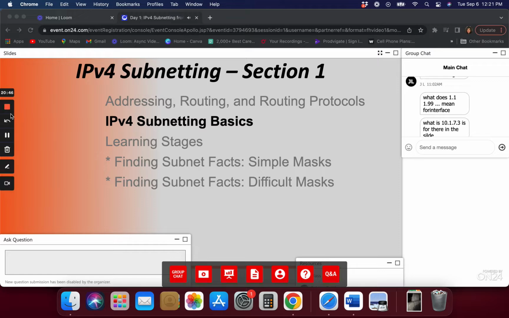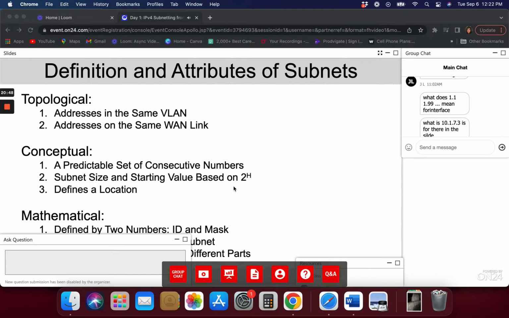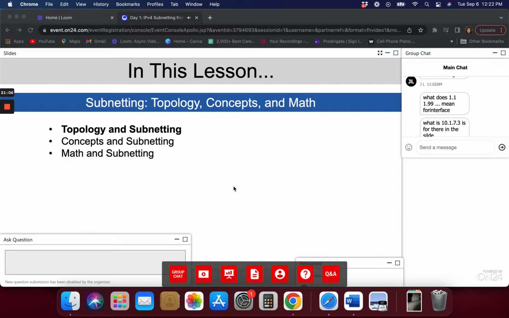Thank you, JV, for the looking at a drawing of the network. Conceptual, just thinking about it. And then mathematical, how do we work with the numbers? You know, we see numbers in output. How can we then take the numbers, do some math against it, and come up with more useful information about a subnet? So let's start out with the topological view.